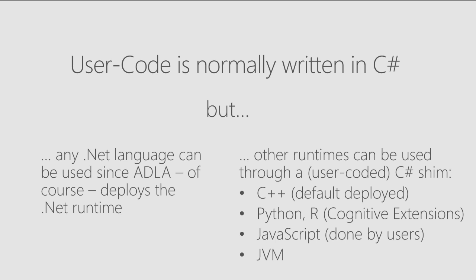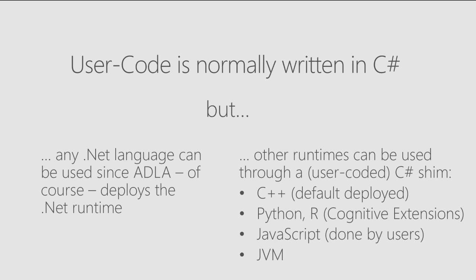And they can be used through a user-coded C# shim. I will show you that with some examples later, but you basically can write a small shim for your reducer or for your extractor that then marshals and calls into the code and into the runtime of that other experience. Now, C++ is, of course, deployed by default. So that means you normally can use, for example, the SQL Spatial library that has a native component as well as a managed component. And so you can use the managed component to call out into the native code part, into the C++ or C part.